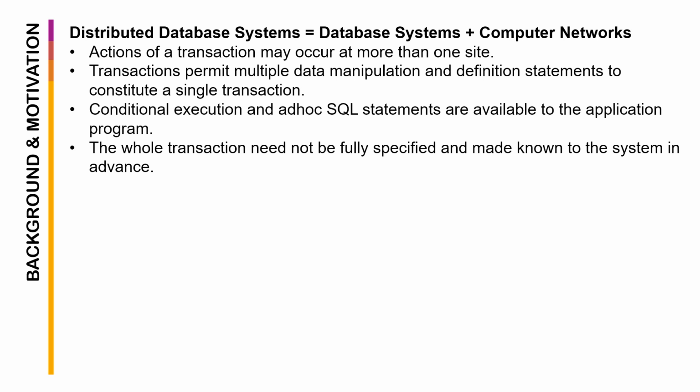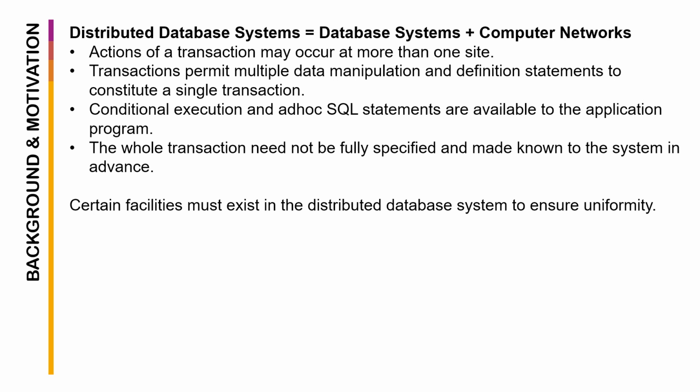A distributed transaction commit protocol is required in order to ensure either that all the effects of the transaction persist or that none of the effects persist, despite intermittent site or communication link failures. In other words, a commit protocol is needed to guarantee the uniform commitment of distributed transaction executions. When we say uniformity, we usually refer to consistency. And to guarantee uniformity or consistency, certain facilities must exist in a distributed database system.